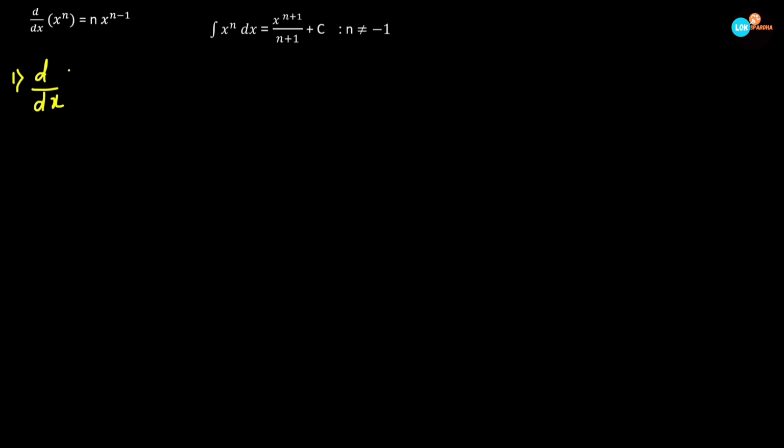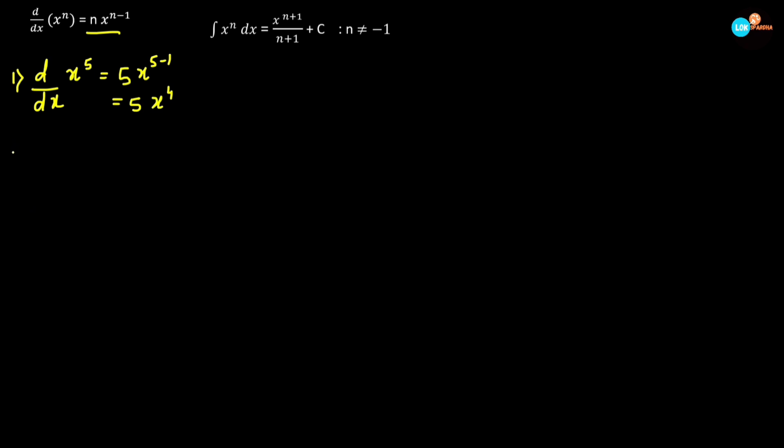Differentiation of x to the power 5. So let us apply this formula. The n value is 5 here. So 5x to the power 5 minus 1. That gives you 5x to the power 4.